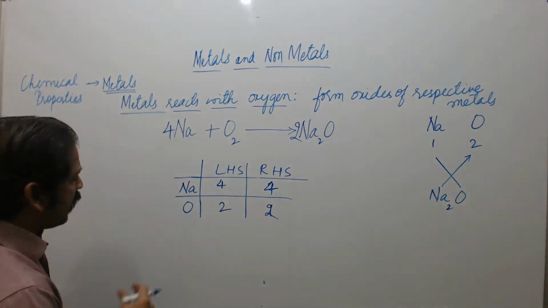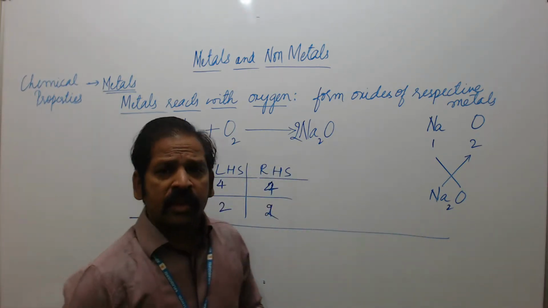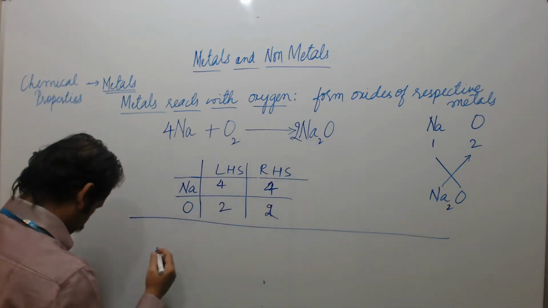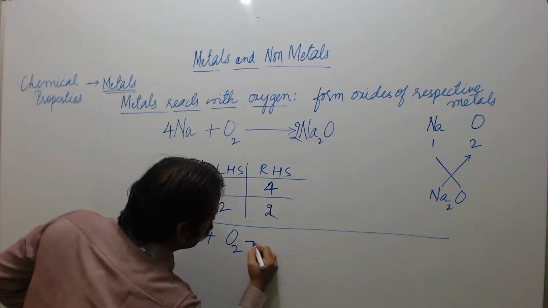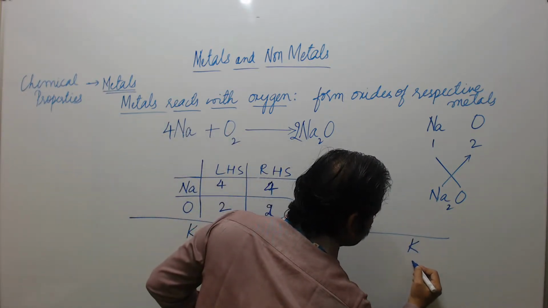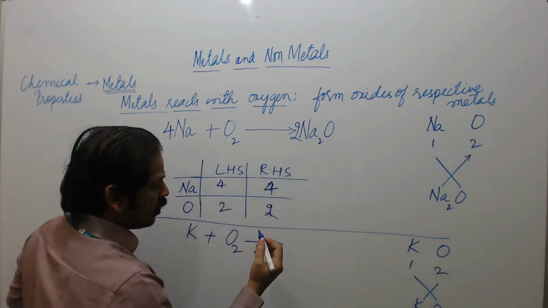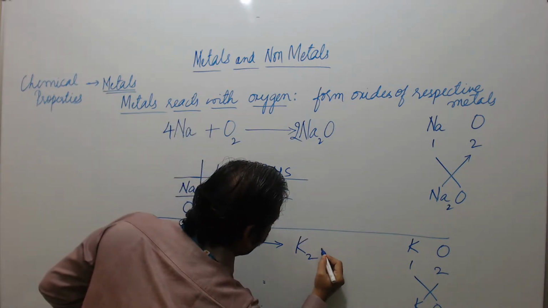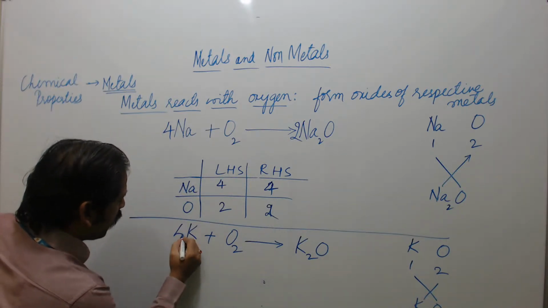Okay. Next we'll go for the second reaction. Potassium reacts with oxygen. Potassium reacts with oxygen to form potassium oxide. K plus O2 gives, once again using the valency of potassium. Valency of potassium is 1, oxygen is 2, and we get the result K2O. The formula of potassium oxide is K2O. Once again the same balancing, 4K.